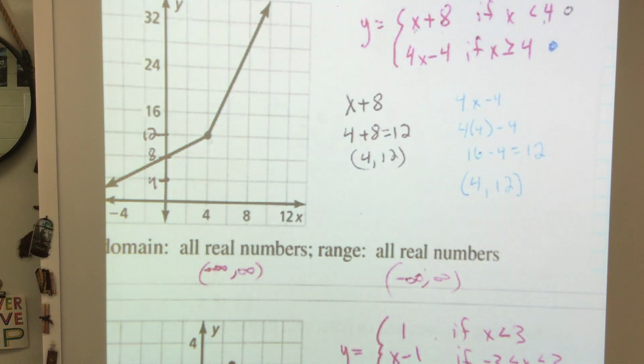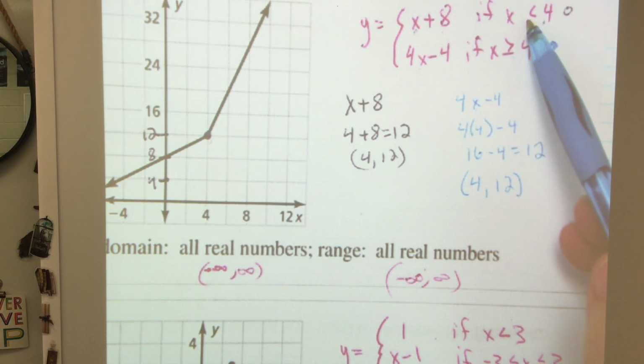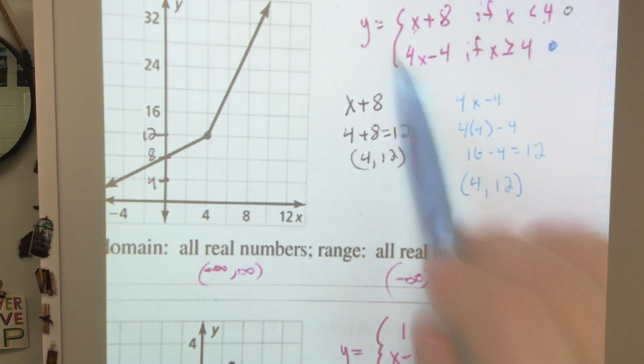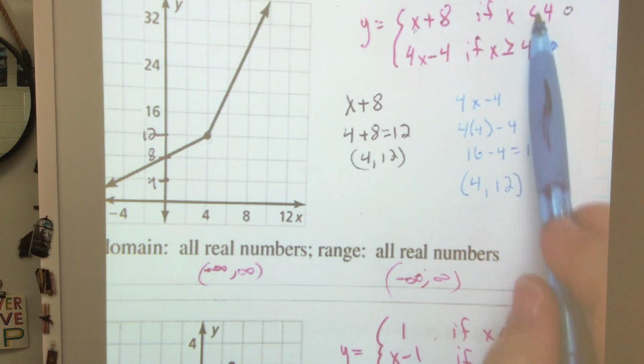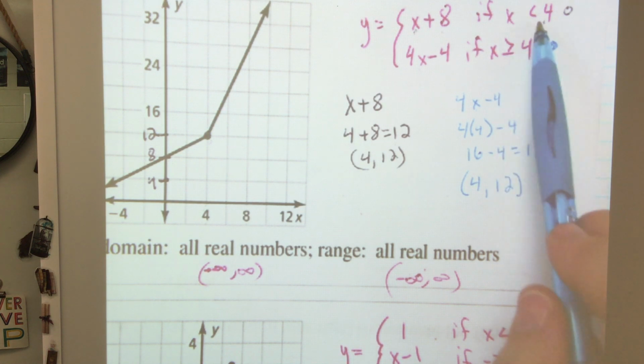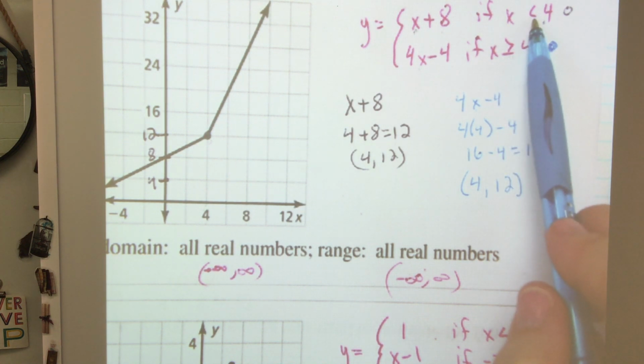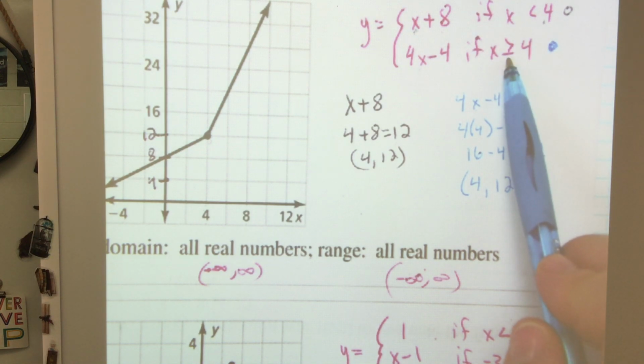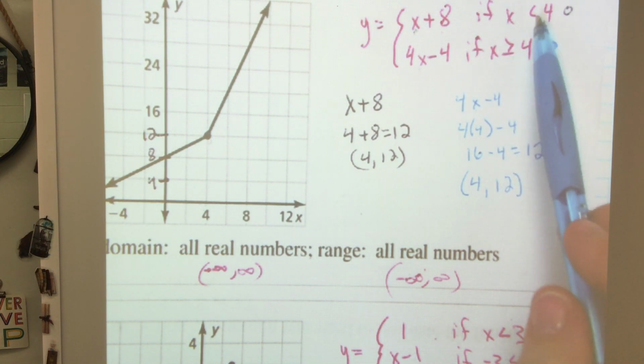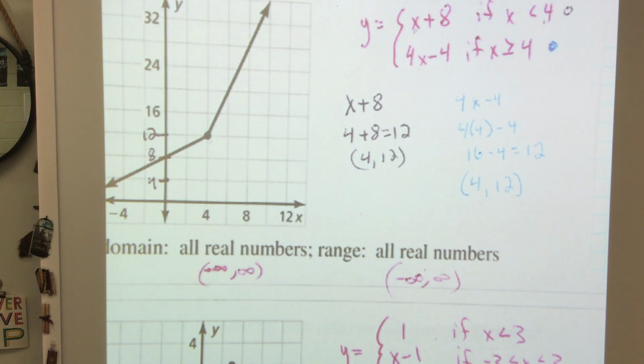So they both lines share that point, and that's okay as long as when we do the piecewise function that only one of these has the equal sign. They both cannot have the equal. It could either be less than or equal, or greater than or equal and less than. Only one of those can have the solid point.